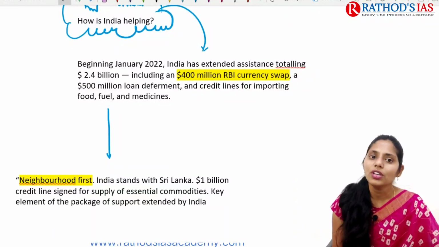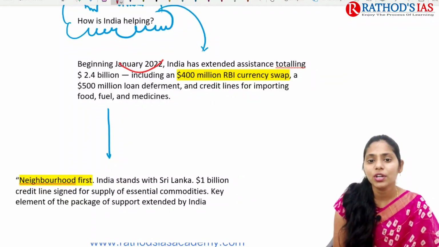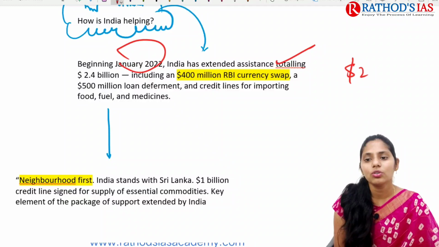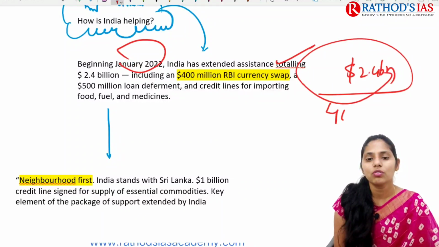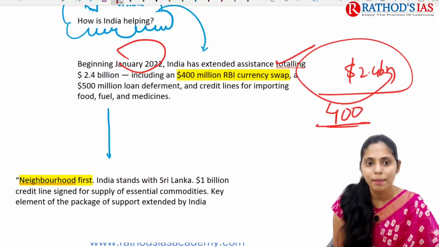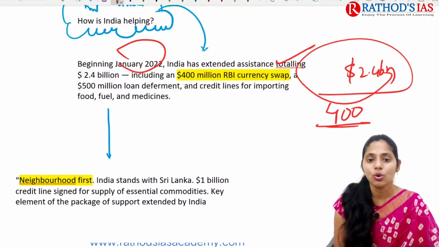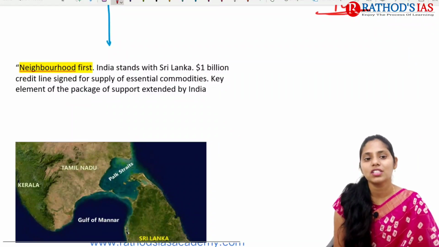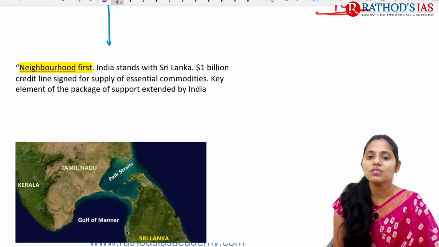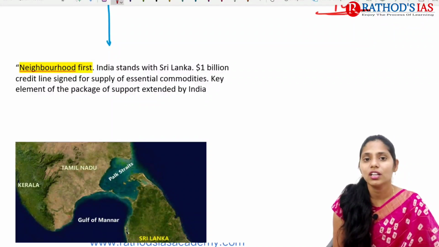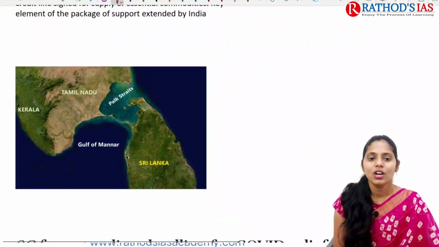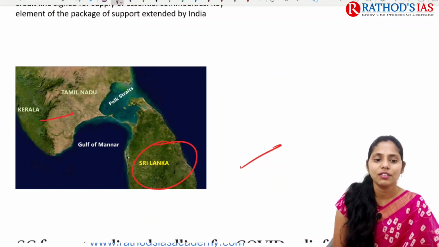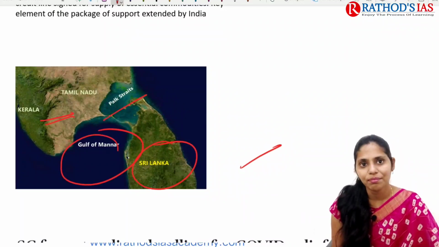So if you're talking about how India is helping, beginning in January 2022, India extended assistance totaling $2.4 billion. So it mainly includes a 400 million RBI currency swap and about 500 million as a loan. And it also gave credit lines for importing food, fuel and medicines from India. So as you all know, India has this neighborhood first policy, so India stands with Sri Lanka, okay? And recently we saw a $1 billion credit line signed for supplying essential commodities as well, okay? So if you see the image, this is our Sri Lanka, this is our India, and here we have the Gulf of Mannar, here we have Palk Strait.